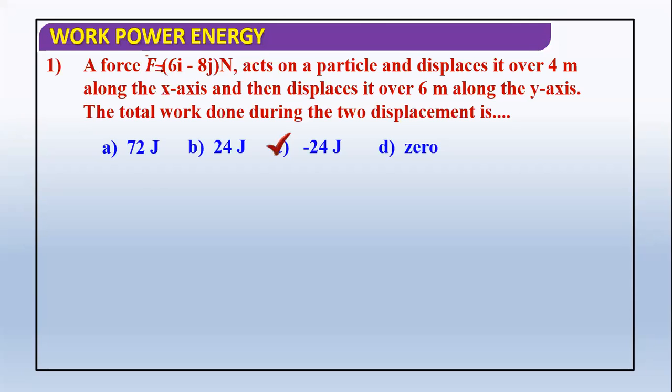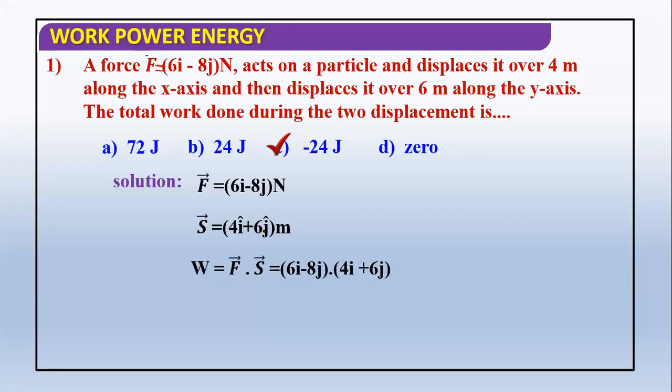So first we will write the force, 6 i cap minus 8 j cap. Then we write the displacement. That is 4 units along x direction, so 4 i cap, and 6 units along y direction, so 6 j cap. Then we have to take the dot product. So if we take the dot product, we get 6 into 4, 24, and 8 into 6, minus 48. So we'll get minus 24 joule. Okay, so very simple question.